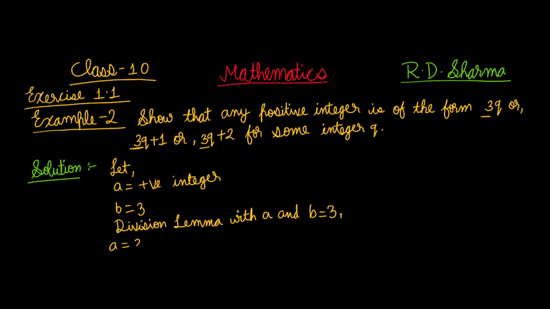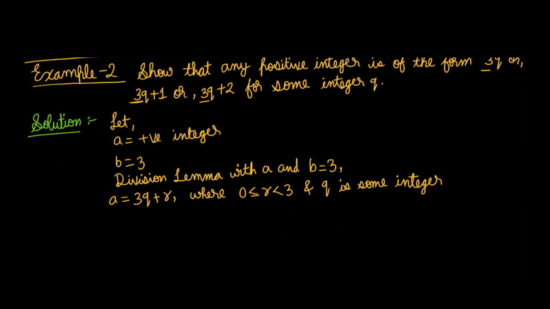a equals 3q plus r, where we know that the remainder will always be greater than or equal to 0 and less than 3, and q is some integer. So note this down, we will move on.